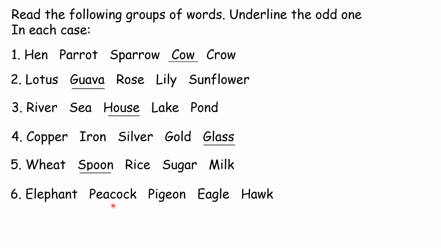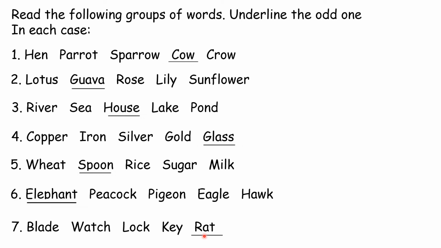Elephant, peacock, pigeon, eagle, hawk. Which is the odd one out? Elephant. Elephant is an animal. All the others are birds. That is why elephant is the odd one out. Blade, watch, lock, key, rat. Which is the odd one? Rat. All the others are things, but the rat is an animal, and that is why it is the odd one out.